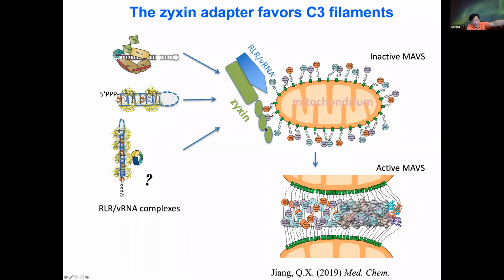And then three domains in the C-terminal side can liberate three CARD domains from three inactive MAVS molecules on the surface of mitochondria. And this can then initiate the three-stranded filaments to form on the surface of the mitochondria. This actually, I think, favors the C3 filaments.